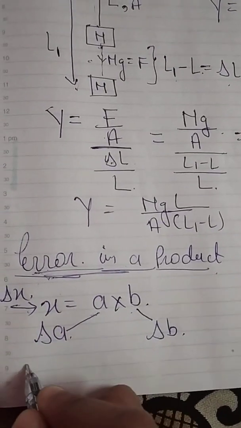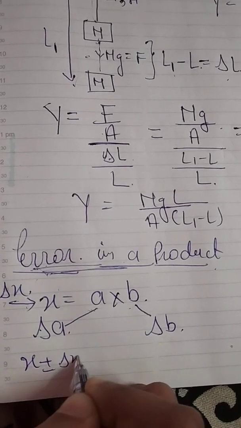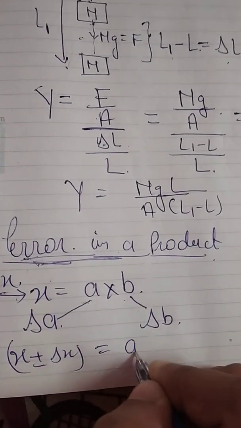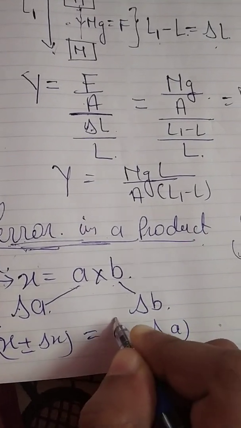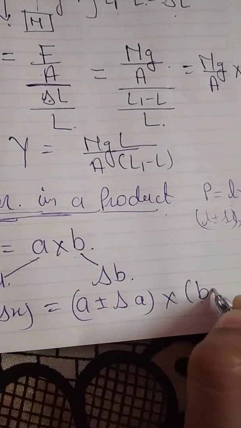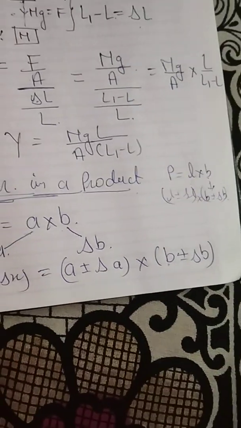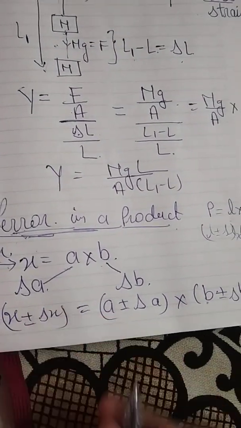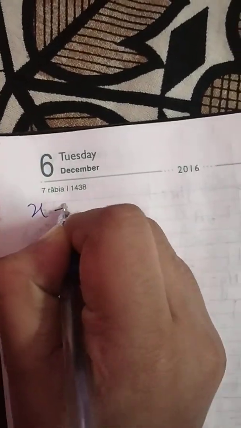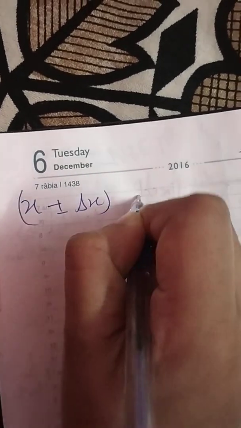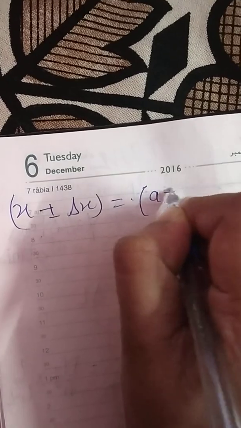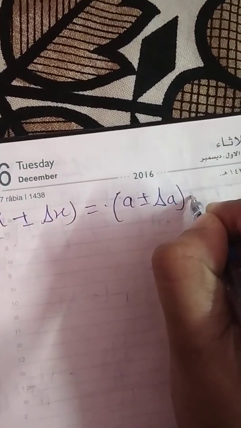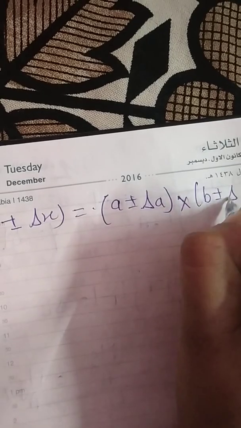So let's write it down clearly. X plus minus delta X, can I write it, is equal to A plus minus delta A. What about B? B can be written as B plus minus delta B. Correct? Now students, what you have to do, can we do one thing? This is my equation. Since I'm turning my page, I will again rewrite the equation for you. X plus minus delta X is equal to A plus minus delta A multiplied by B plus minus delta B.